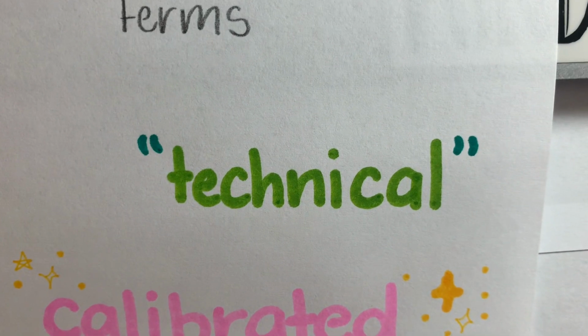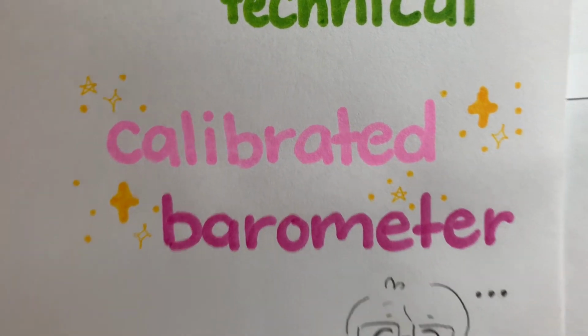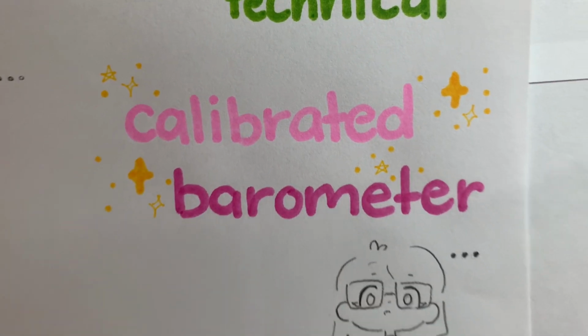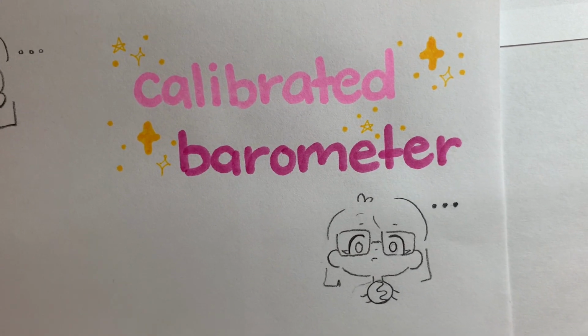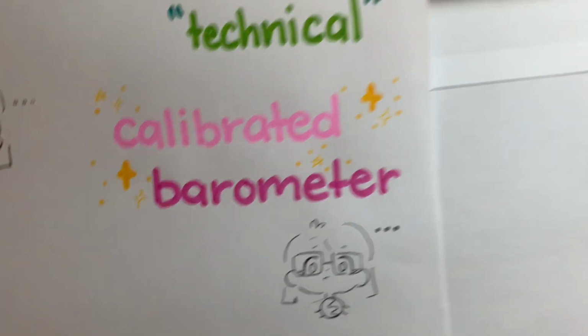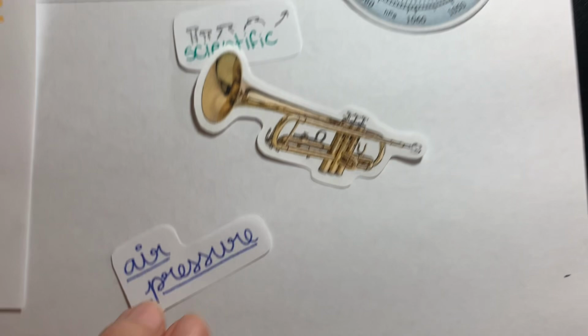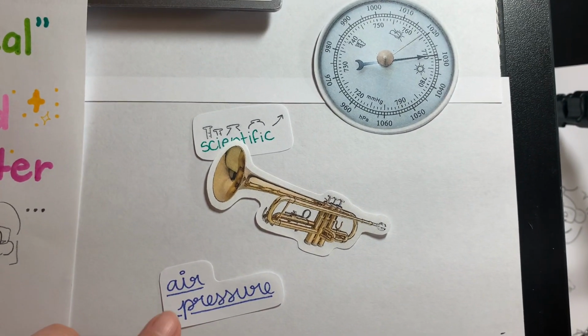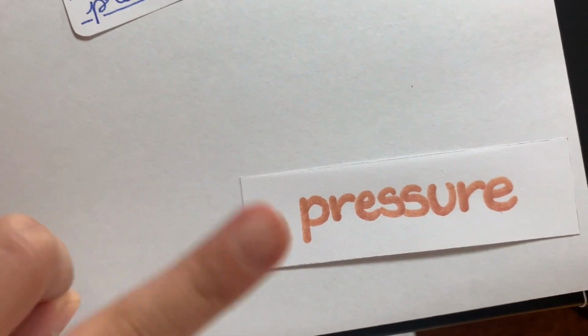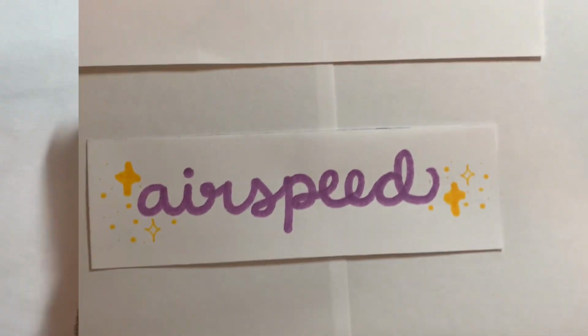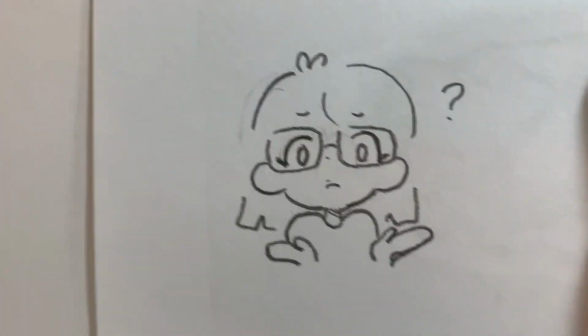Now, on a more technical tangent, the airspeed indicator is a calibrated barometer. If you don't know what that is, don't worry, I didn't either. A barometer is a scientific instrument that measures air pressure, and this baby just happens to be calibrated, and instead of the data being called pressure, it's just known as airspeed. So, how does it work?